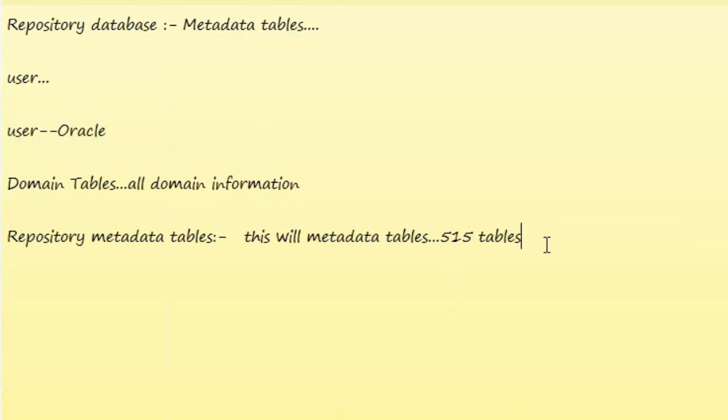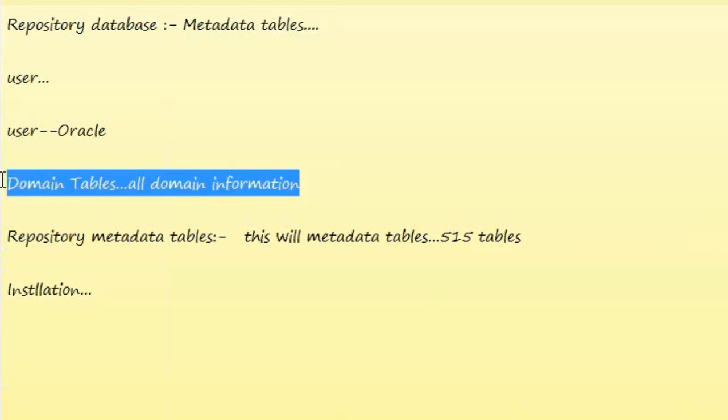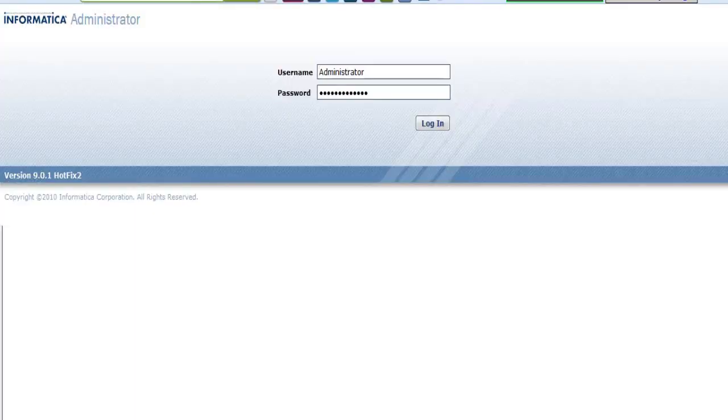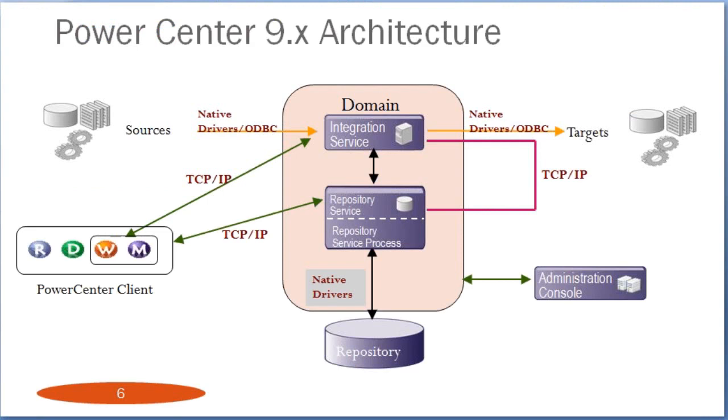Now the installation part is already covered by the admin. We have installed Informatica on all your systems and the domain tables are already created. He would have even created the repository also. But now I'll explain how many kinds of tables will be created in the repository. So now I'm logging into the administration console. This part is completely managed by your Informatica administrator.